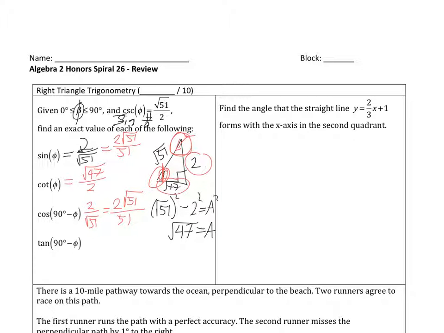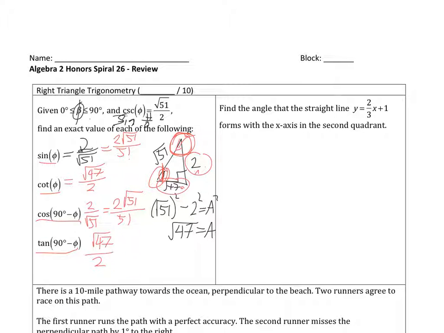Tangent of 90 minus phi, again, we're talking about this angle. So opposite divided by adjacent would be the square root of 47 over 2. I'd like you to notice cosine of 90 minus phi and sine of phi were the same thing. Tangent of 90 minus phi and cotangent of phi are the same thing.